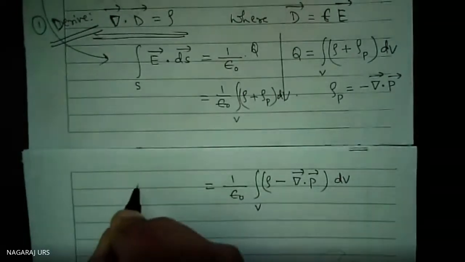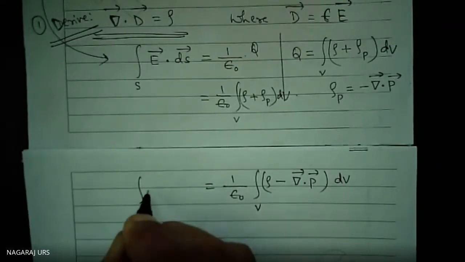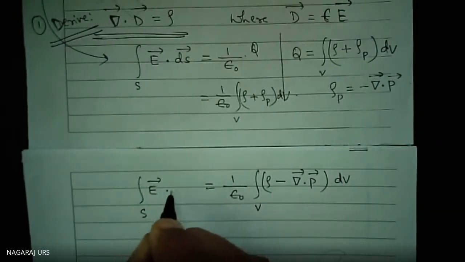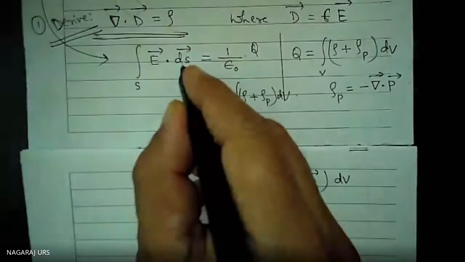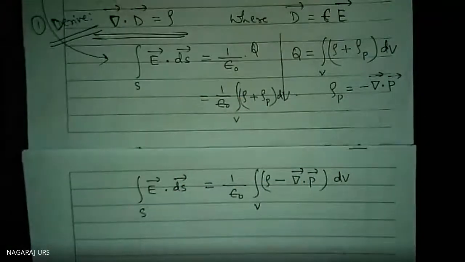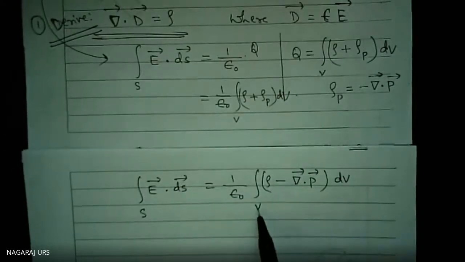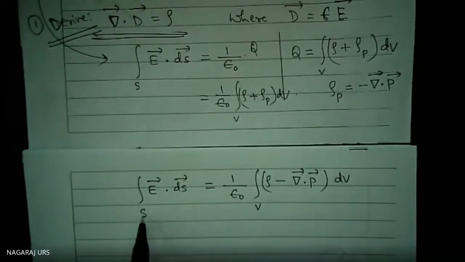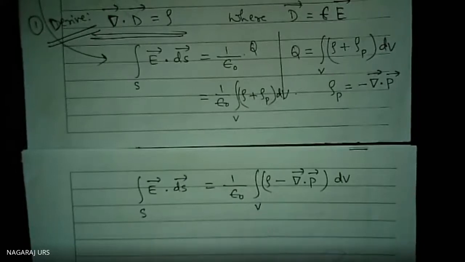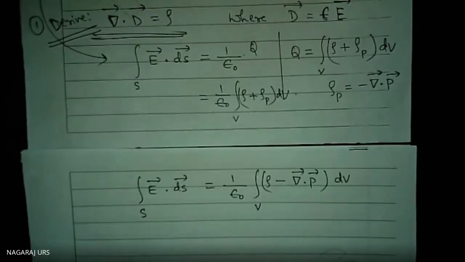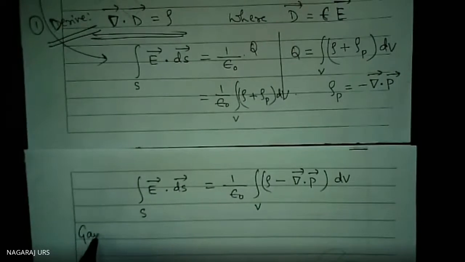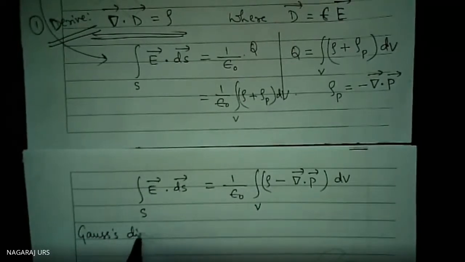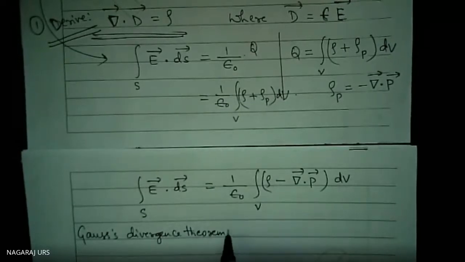Correct. This is your surface integral of E dot ds. Afterwards we will forget about this. I will copy from here to here. Now here a volume integral is present, here a surface integral is present. We cannot equate now. Therefore, this surface integral I will convert into a volume integral using the Gauss divergence theorem.